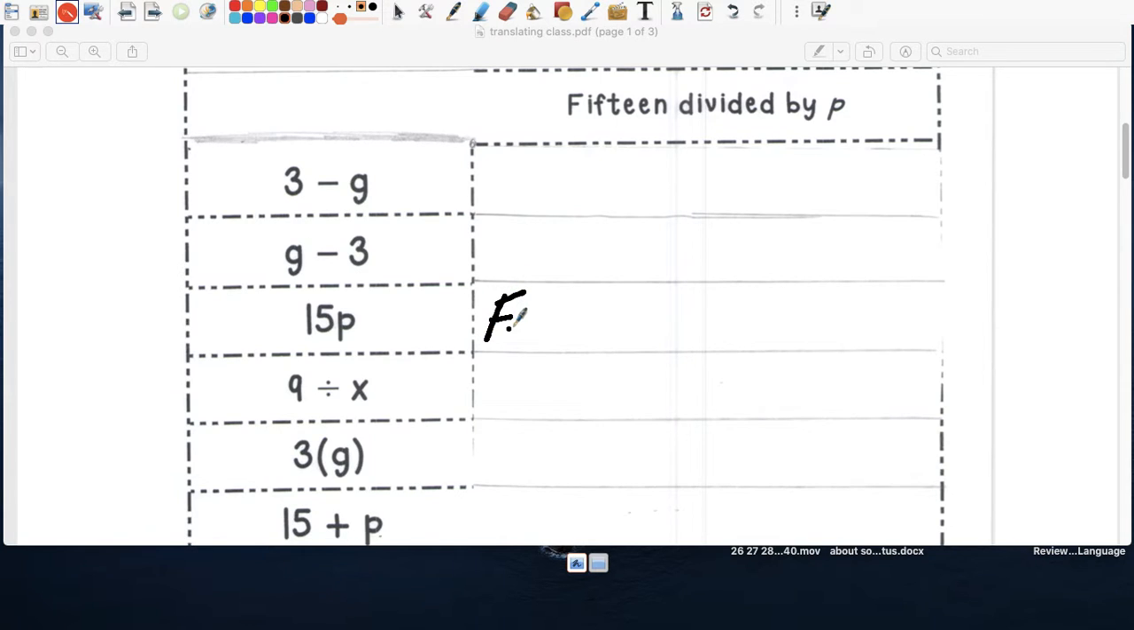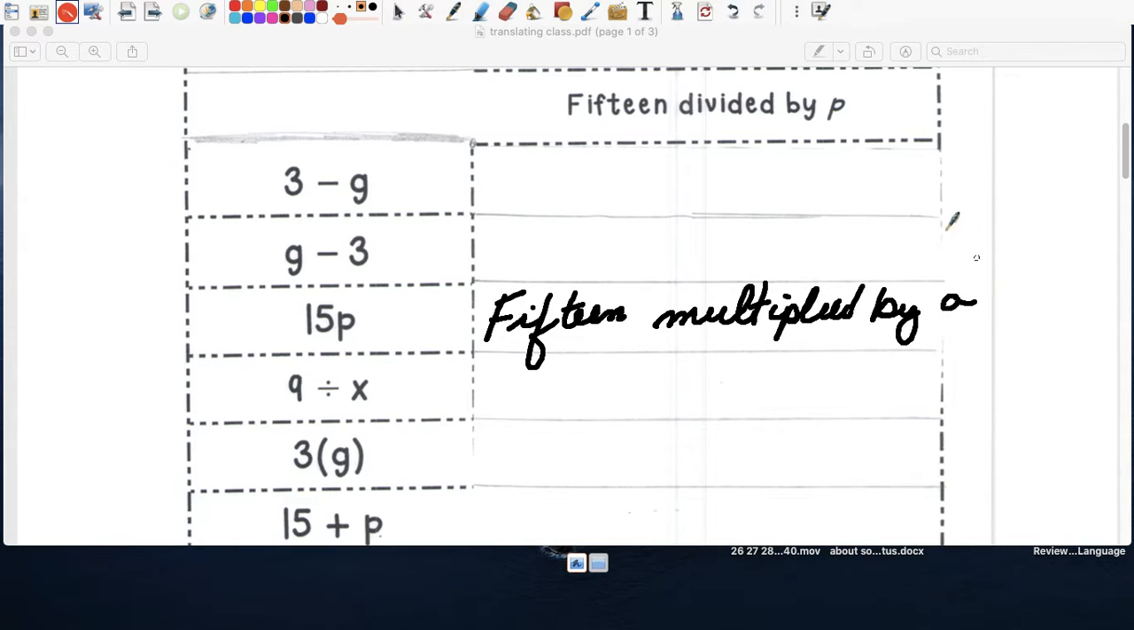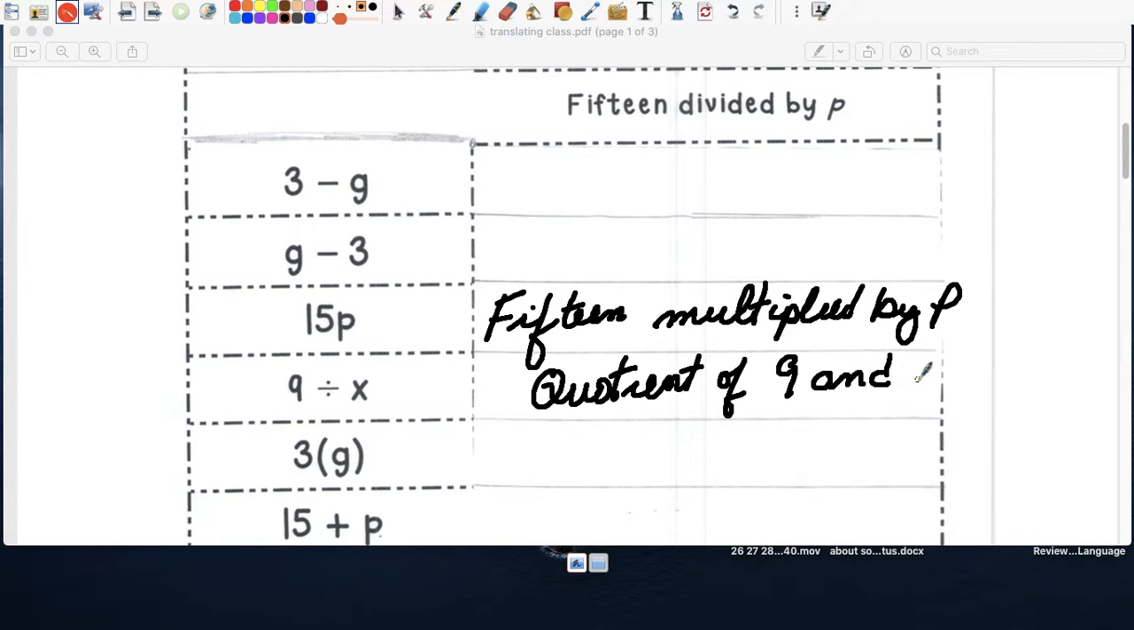15 multiplied by a letter p, or a number p, by p. Okay, the product of 15 and p. Here we can write the quotient of 9 and x, or 9 divided by x. It's really up to you. So here this one is 3.